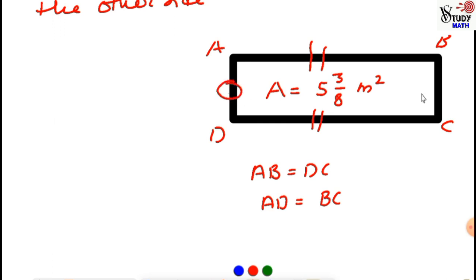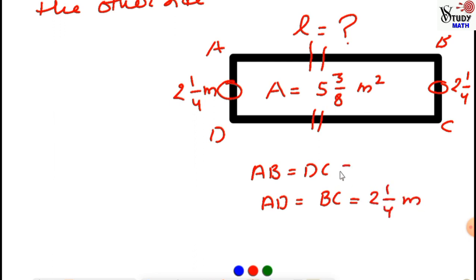Okay, so it is given that one of its sides measures 2 and 1 by 4 meter, and we have to find the length. Let's say this is 2 and 1 by 4 meter, then this will also be 2 and 1 by 4 meter. This is the length and we have to find this side, which is equal to question mark. I hope you understand the concept. What is given in this question? Let's write down something given here.